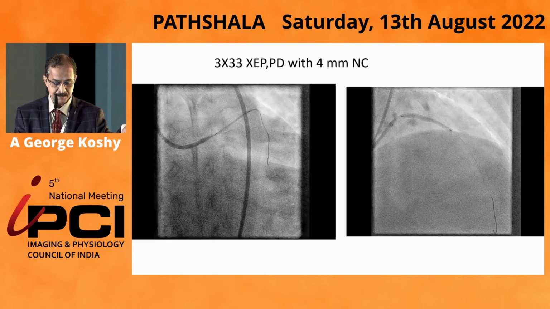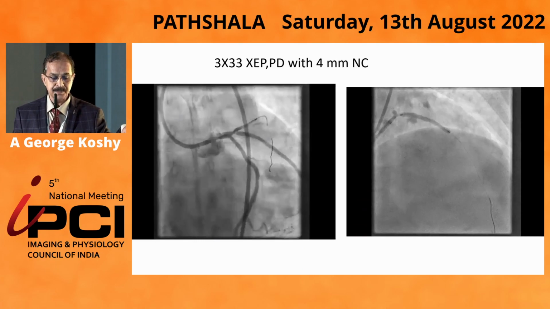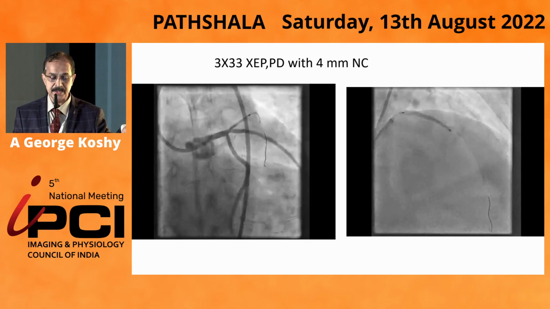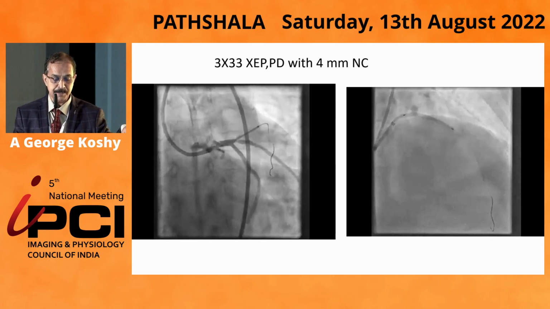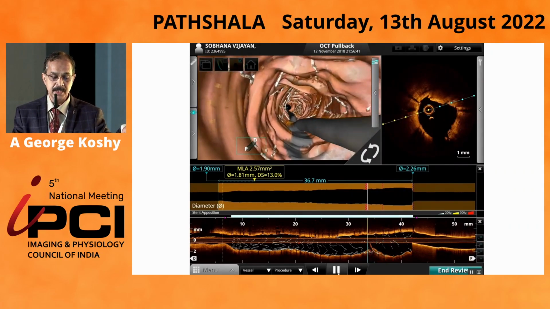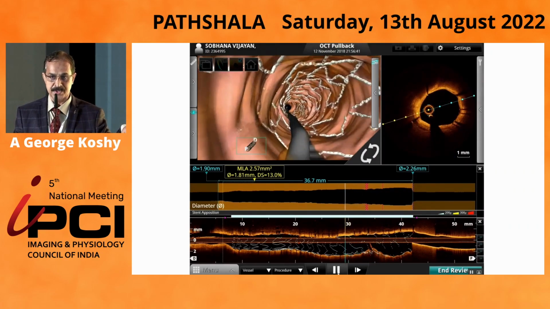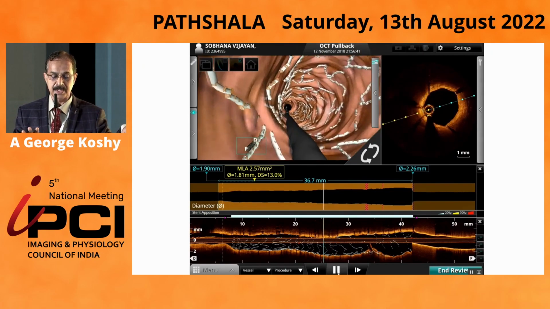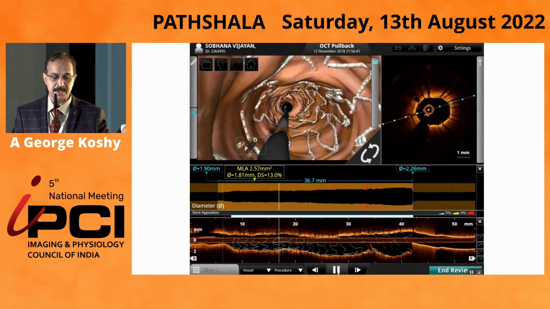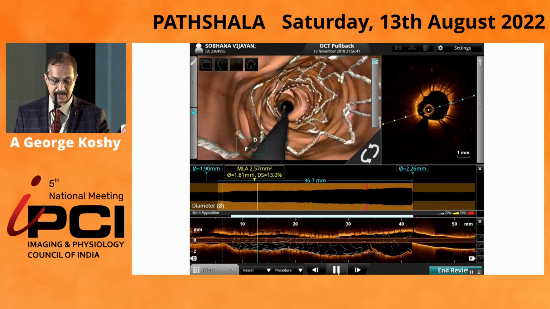Provisional stenting, so 3 into 33, stented from the LM to LAD, post-dilated with a 4 millimeter optimization for the LM, and that shows the good apposition. That white color indicates the apposition is very good. It is less than 200 microns. There is no red flag anywhere.